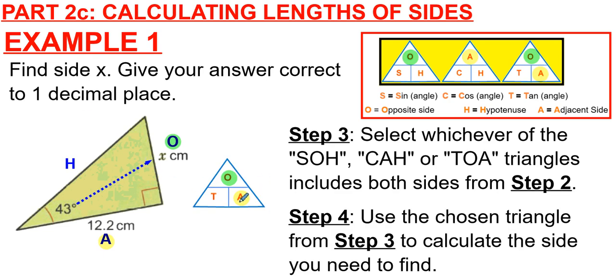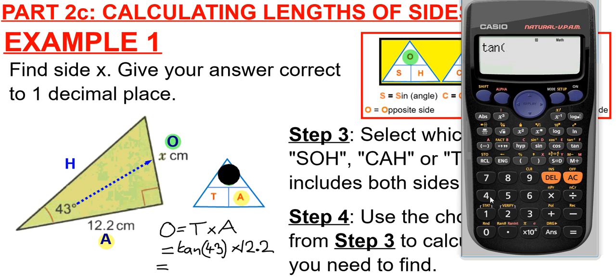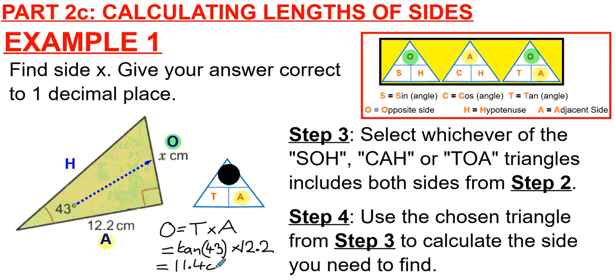Now we've got the TOA triangle, we want to work out the opposite in this case. So we're going to write down O equals, because that's what we're wanting to find. So because we want to find O, we hide it, and O equals T times A, because we've got T and A next to each other on the same line. Without any instruction, that means one multiplied the other. So T stands for tan of the angle we're talking about, which is 43 degrees. Then multiply that by the adjacent side, which is 12.2. So tan 43 multiplied by 12.2. We get 11.4. So the answer for this one, the opposite, is 11.4 centimetres.